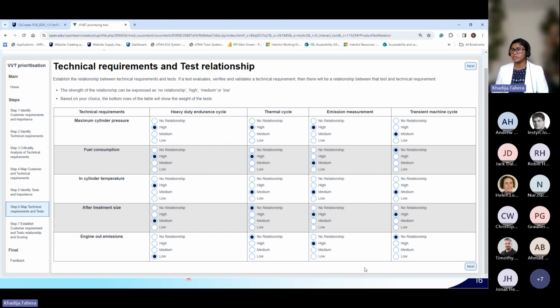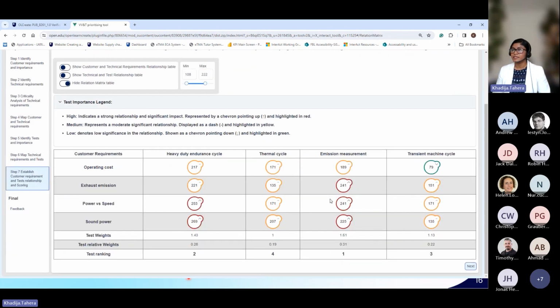So I have set that up, individually each of the tests I have considered for all of these technical requirements, and I have set up the mapping. Once I have done that, our input is done. If you remember the process, this is based on all the input I have given from step 1 to 6. What we're going to produce in the next slide is the customer requirement and test mapping.